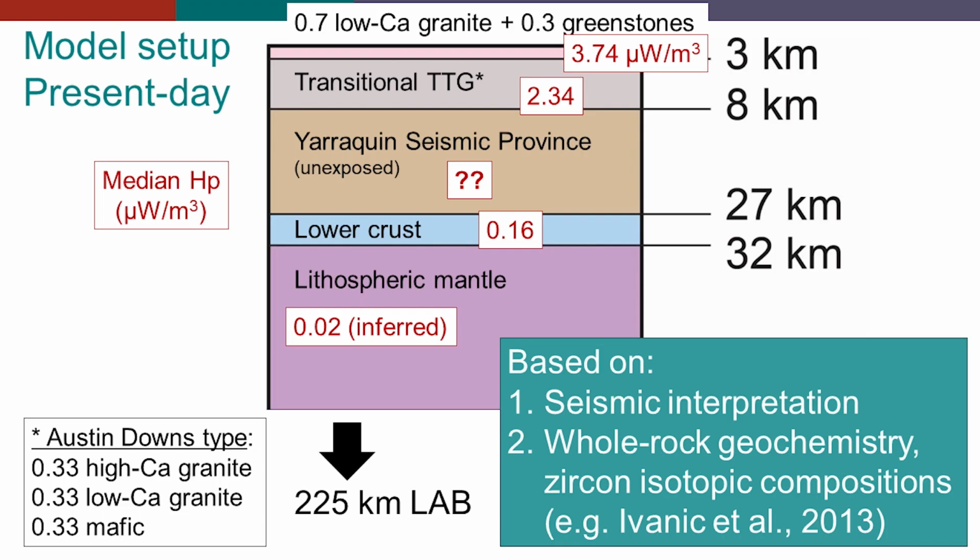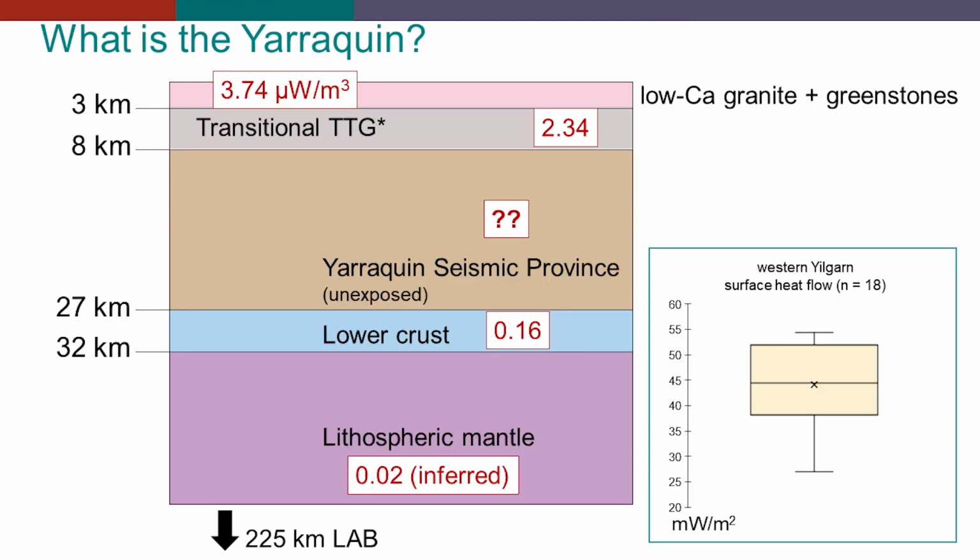All right, so getting a handle on what this Yilgarn seismic province is really important if we want to make any progress in this space. So what is it? Well, it turns out that using the measured surface heat flow can tell us a lot about the potential heat production of that unit. And this diagram on the right just shows a box and whisker plot of the surface heat flow from the West Yilgarn, and it really shows a nice, both the median and the average calculate at about 45 milliwatts per meter squared.